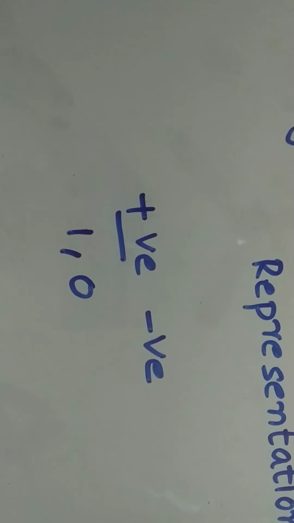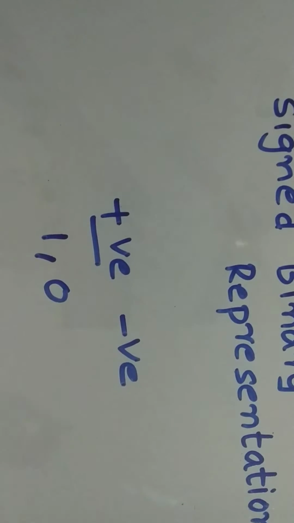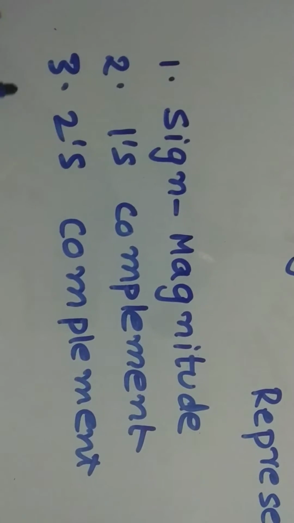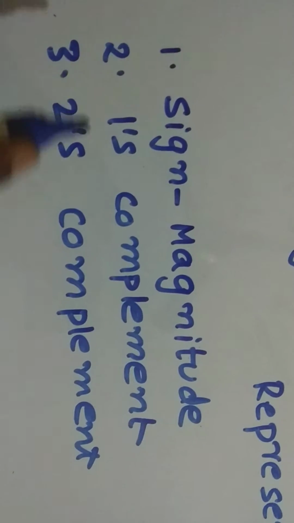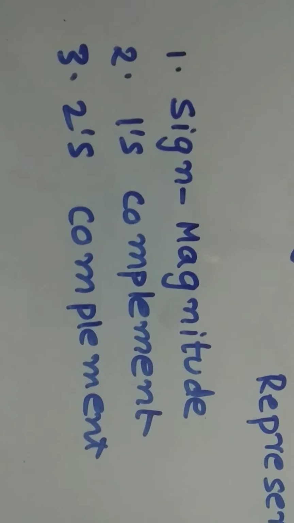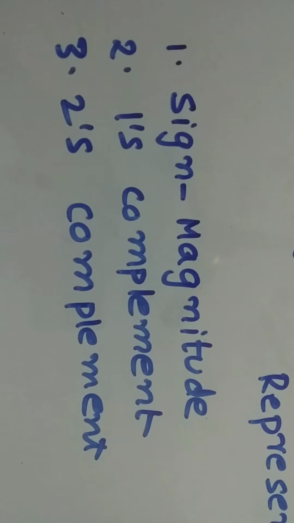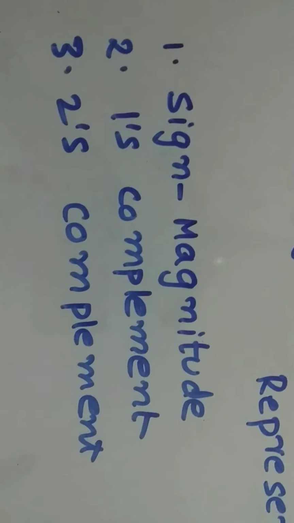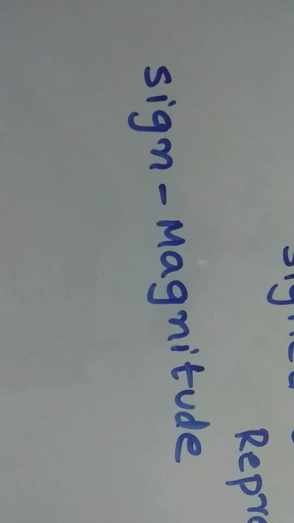So we have three methods for representing signed binary numbers. The three methods are sign magnitude form, 1's complement and 2's complement. I will explain in detail, giving examples, starting with sign magnitude. I'll compare all three at the end. Please watch till the end. So let's go into sign magnitude form.